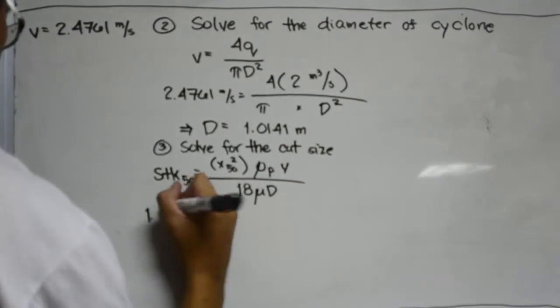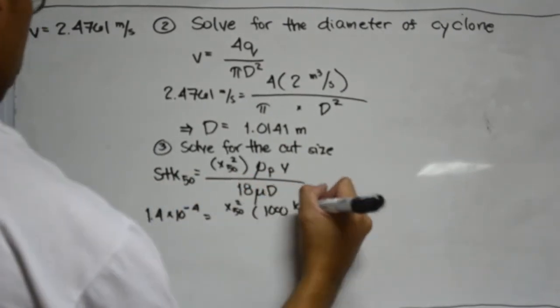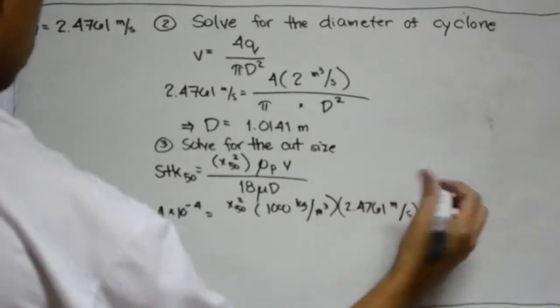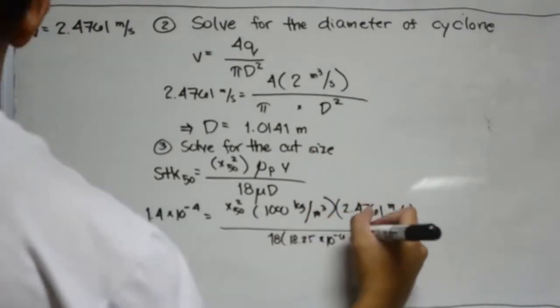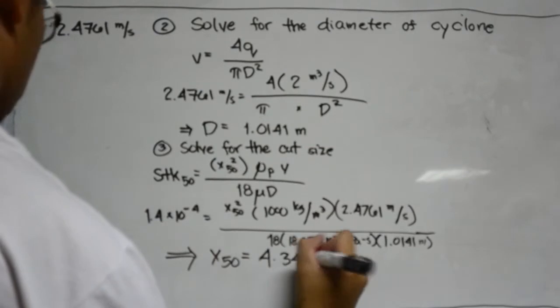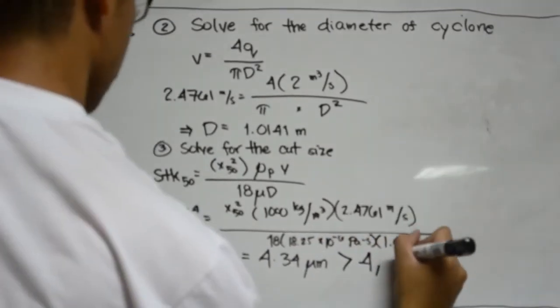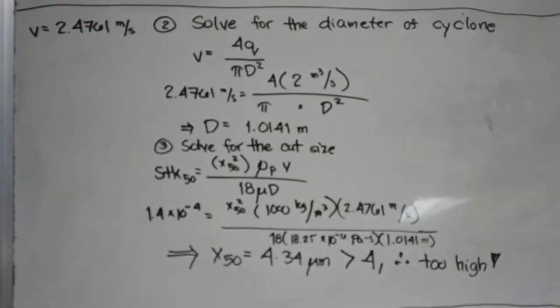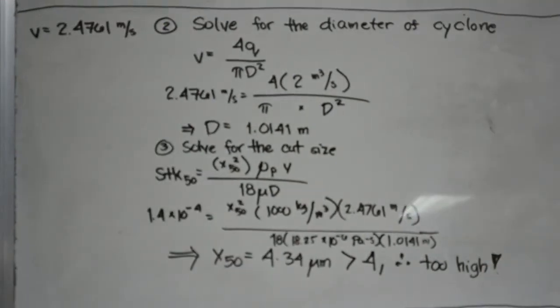Afterwards, we solve for the cut size. And to solve this cut size, we can use the formula of the Stokes number, which is equal to the particle cut size squared times the density of the particle times the velocity all over 18 times the viscosity of the gas times the diameter of the cyclone. Substituting the values, we get that the particle size is equal to 4.34 micrometers, which is larger than 4. Therefore, it's too high. And we have to solve again.